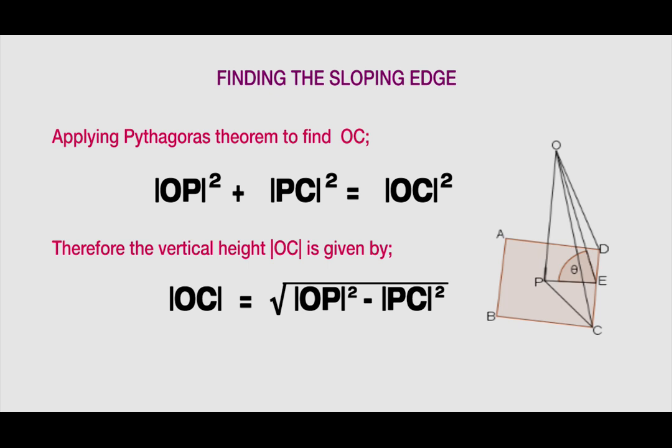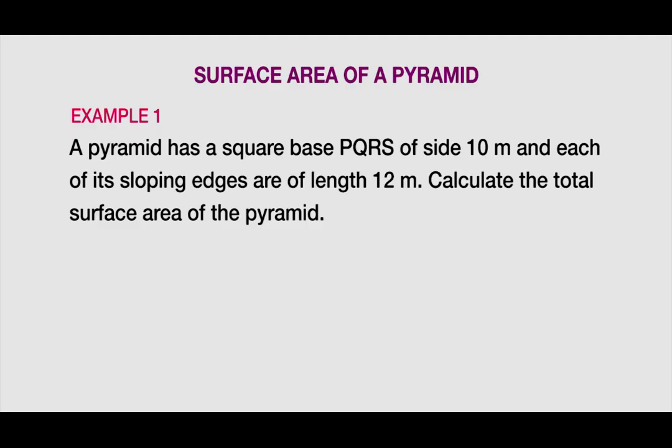Now that we can calculate the length of the sides and some angles in the pyramid, we are now in the position to solve some questions on the pyramid. Let's take our first example. A pyramid has a square base PQRS of side 10 meters, and each of its sloping edges are of length 12 meters. Calculate the total surface area of the pyramid.